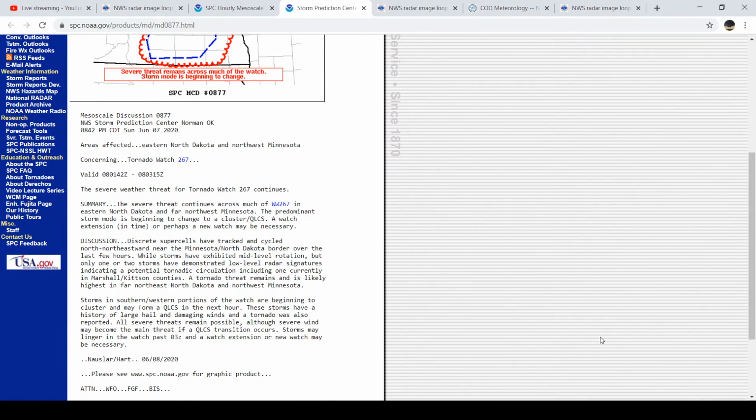Storms in the southern western portion of the watch are beginning to cluster and may form a QLCS in the next few hours. These storms have history of large hail, damaging winds, and a tornado was also reported. All severe threat remains possible, although severe winds may become the main threat if a QLCS transition occurs. Storms may linger in the watch past 03Z, and a watch extension or a new watch may be necessary.